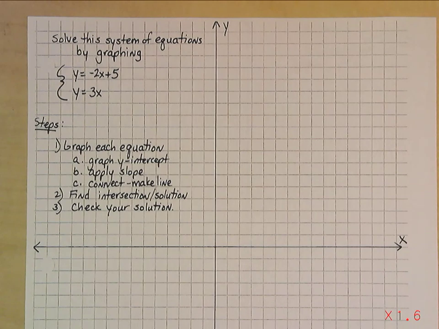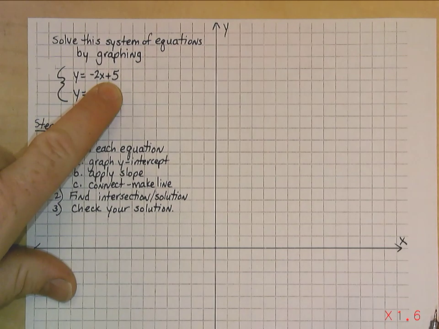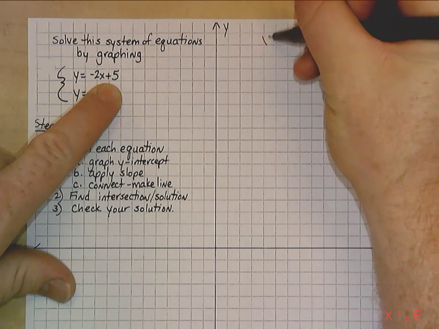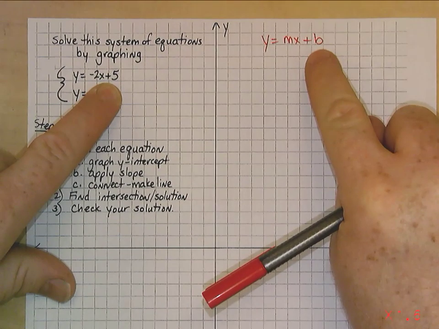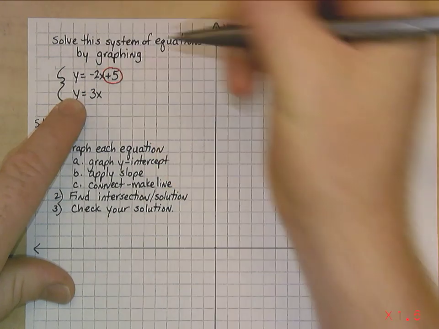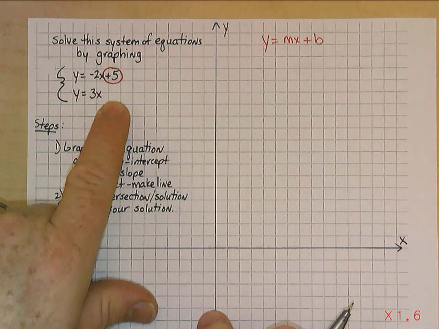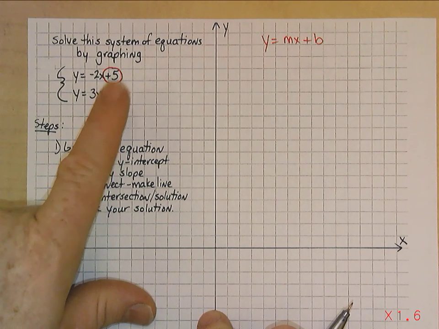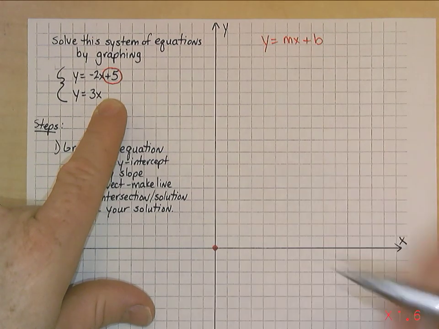Okay, so let's look for the y-intercept. We're going to have to graph the y-intercept. Remember y equals mx plus b? The b is your y-intercept. So positive 5 is your y-intercept for this one. On this one right here, all we have is the slope. We have no y-intercept. So for this one, we're going to start at 0.